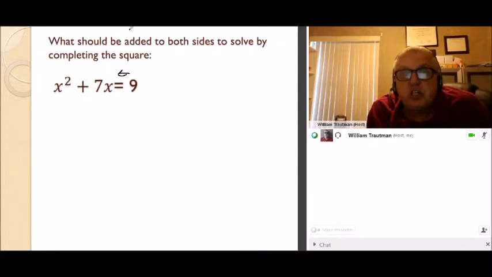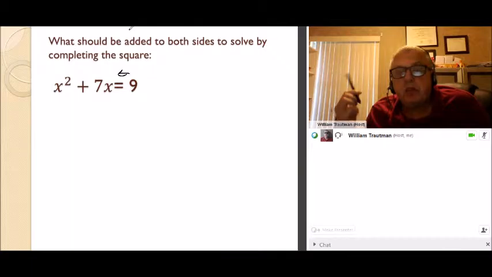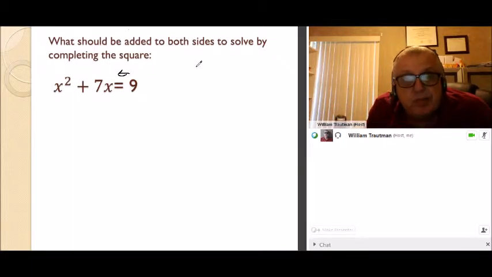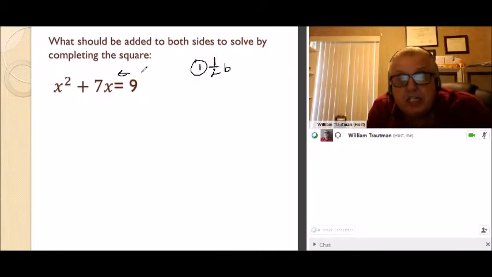It says, what should be added to both sides to solve by completing the square? This is what you do. There's pretty much just a two-step process. Step 1, take half of b. And you don't have to bring the 9 over for this. In fact, when you're completing a square, this is the way you want it to be. So we're going to take half of b.